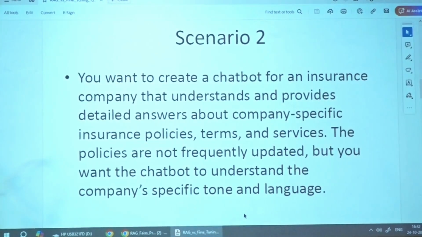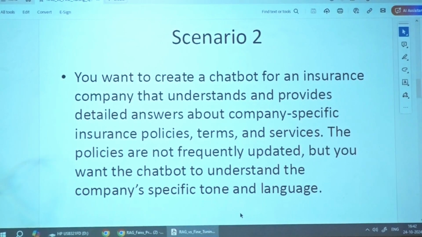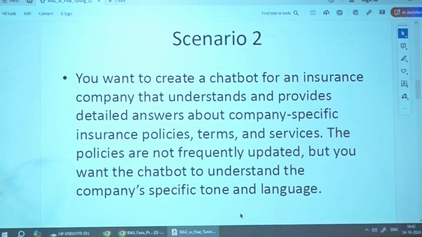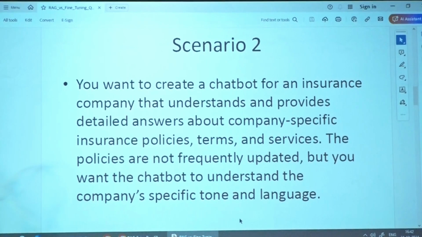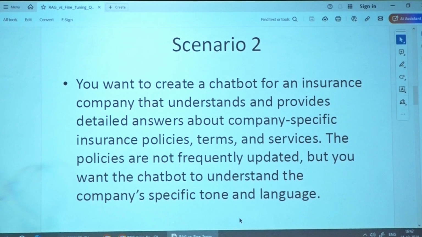Okay, scenario 2. It's obvious, no? For this kind of case where you have an insurance application, insurance policies don't change often. LIC has been peddling the same insurance policies for the last 50 odd years and will continue to do so for another 50 years. So you can use a fine-tuned LLM. Okay, next.